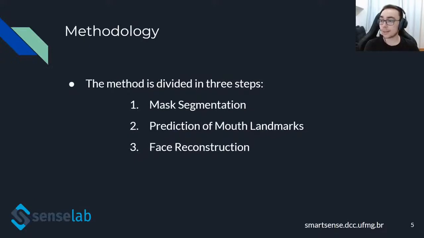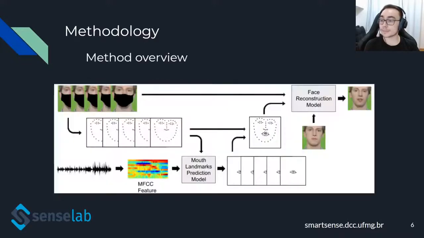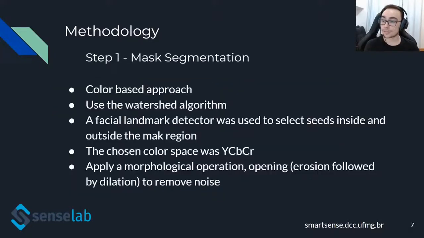Our method is divided in 3 steps. The first is the mask segmentation, followed by prediction of mouth landmarks, and finally the face reconstruction. Here we have an overview of the method. Once we have the frames with the mask extracted, we combine the face landmarks with the audio feature to predict the mouth landmarks. Then, the complete set of landmarks are used as input of the generative model to guide the shape of the mouth in the inpainted output image.